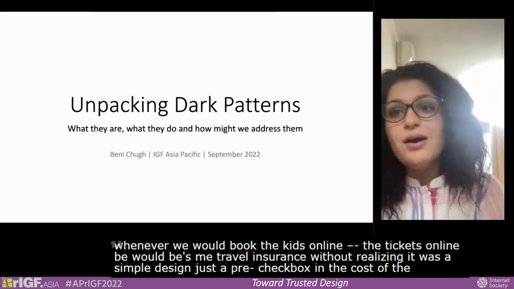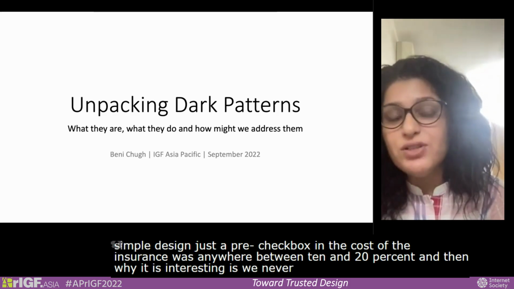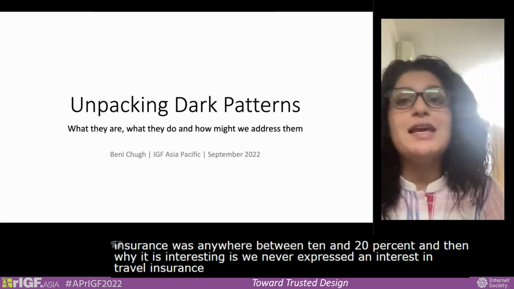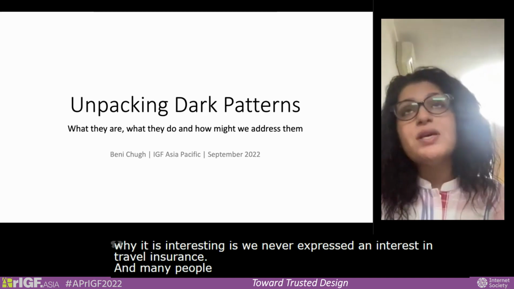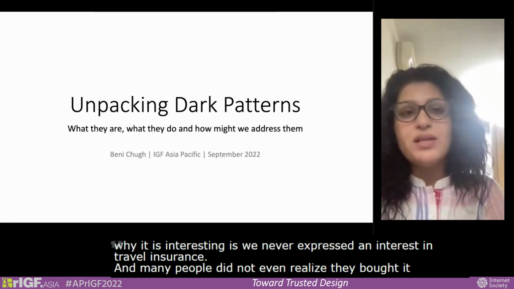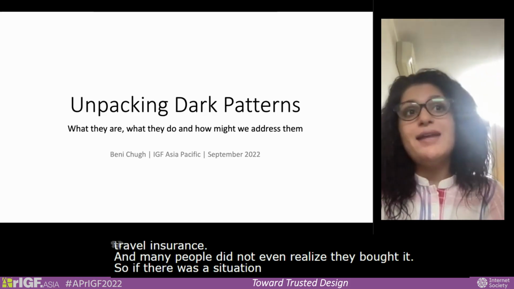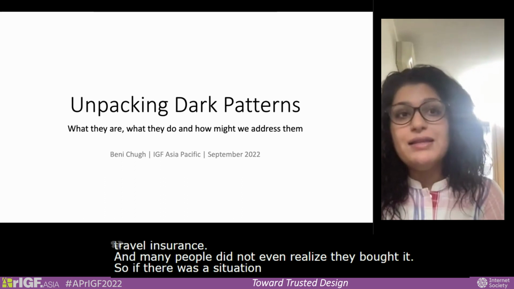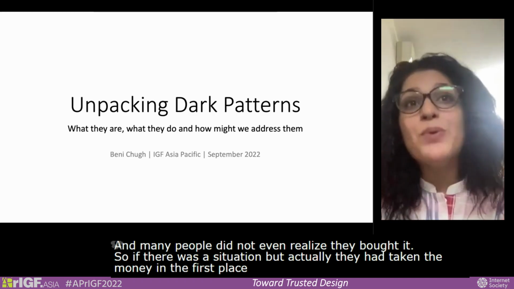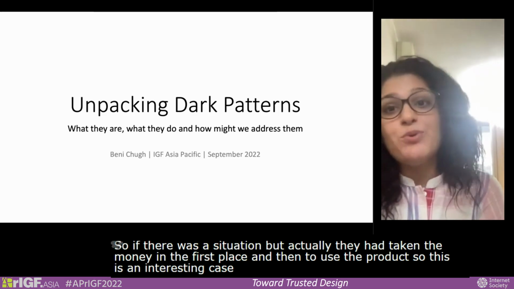And what's interesting is, we had never expressed an interest. People who got signed up for insurance had really never expressed an interest in travel insurance. And many people did not even seem to have the awareness that they had bought one. So even if there was a circumstance in future where that travel insurance could have been of use to them, there was no recall that they had taken one in the first place. So it's very unlikely that they would have gone back and used that product. This was an interesting case where people were being imposed a product that they had no interest in buying and which they had no memory of buying ex post as well.